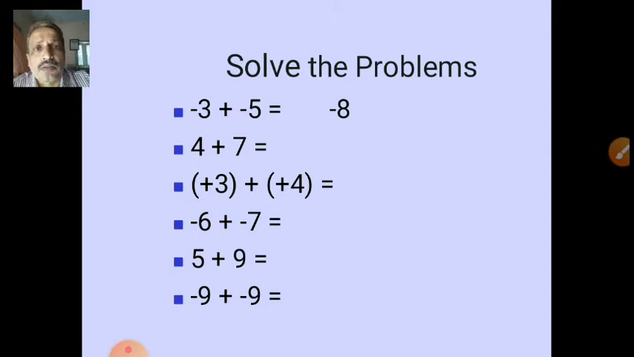Yes, now what about the second one? Correct. Both are positive. You can add it. 4 plus 7 will give you 11. But 11 is a positive number. No need to put the prefix as a plus sign. Only negative numbers need it. See in bracket, both numbers are plus, answer is also positive 7. Both numbers are negative, answer is also negative. Minus 6 minus 7, both negative, that minus 13 is the answer. 5 plus 9, both are positive, answer is 14.